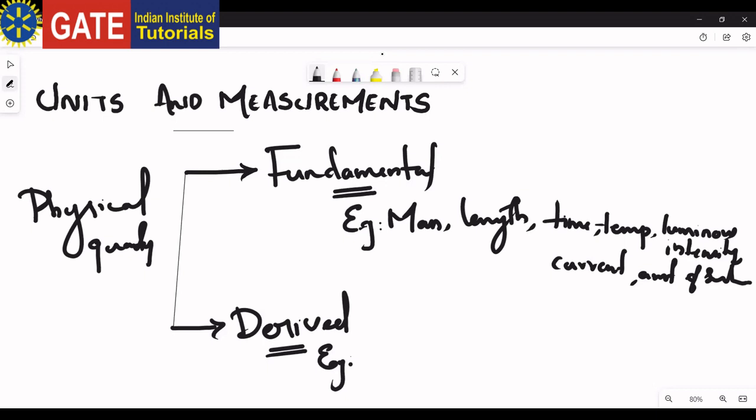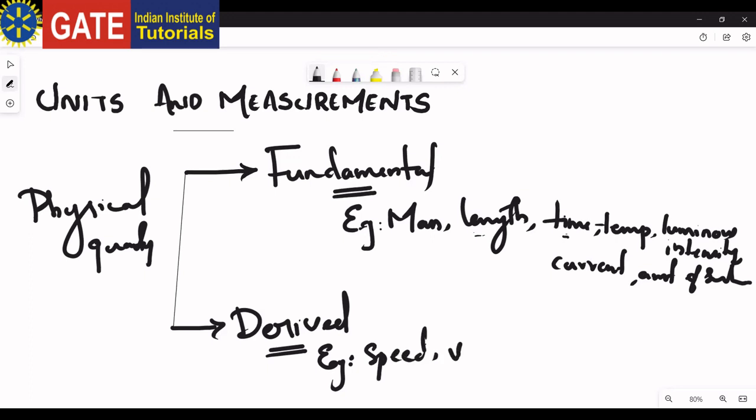Yes, speed equals distance by time. Distance means length, right? So distance comes under length, and time comes under its own particular quantity. So length by time, or distance by time, will give you velocity, right? So speed or velocity is an example.